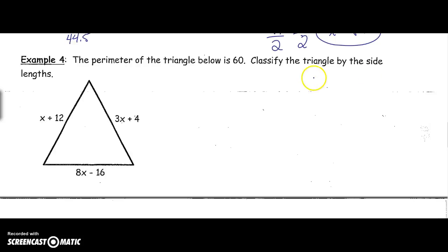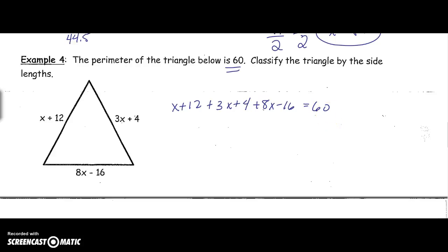The perimeter of this triangle is 60. Classify the triangle by its side length. So this one we don't know if none of the sides are the same, if two of the sides are the same, or if all three sides are the same. But we do know that the total perimeter, the total outside measure of this triangle is 60. So what we can do is take all three sides and set them equal to 60.